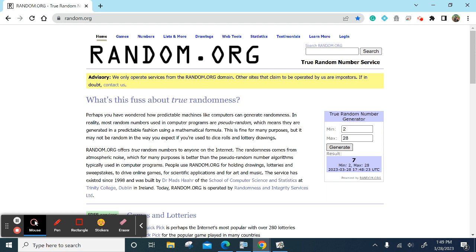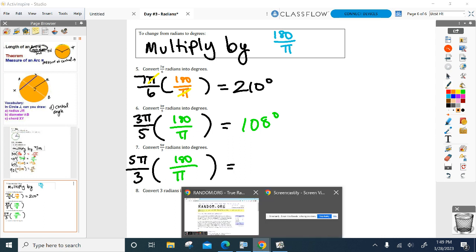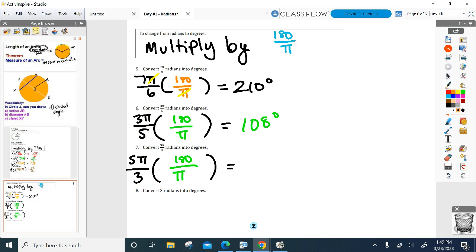3 pi over 5 radians. How many degrees are you looking at? 108. Good work. And then finally, 5 pi over 3. How many degrees are we looking at there? 300. Yep. Good work.